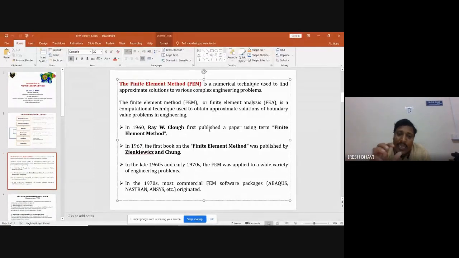Okay. Then you can see here that in 1960, Clough first published a paper using the term finite element method. He first coined this term, finite element method. Why is it called finite element method?